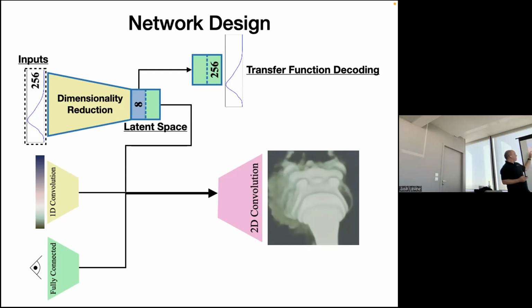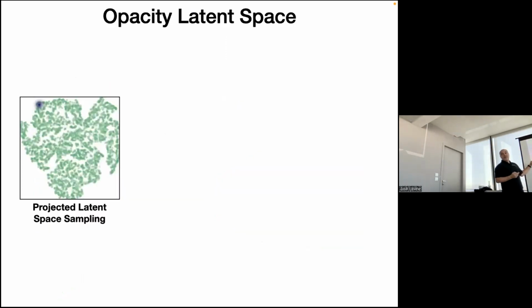So now what we've really done, if you look at this part of the pipeline to this part of the pipeline, is build something that takes an opacity transfer function, again as a 256-dimensional vector, maps it to 8, and then pulls it back out to 256. That means I can now use this as a way to think about the space of opacity transfer functions. In particular, I can take these 8-dimensional vectors and project them.